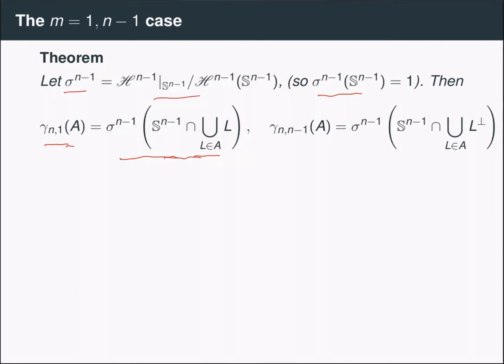Similarly, if we look at a set of hyperplanes A, then the Grassmannian measure of the set of hyperplanes is the same as taking the union over all orthogonal spaces to these hyperplanes, which will be a union of lines once again, and we look at their intersection with the unit sphere and again take the surface measure of this set. So why is this true?